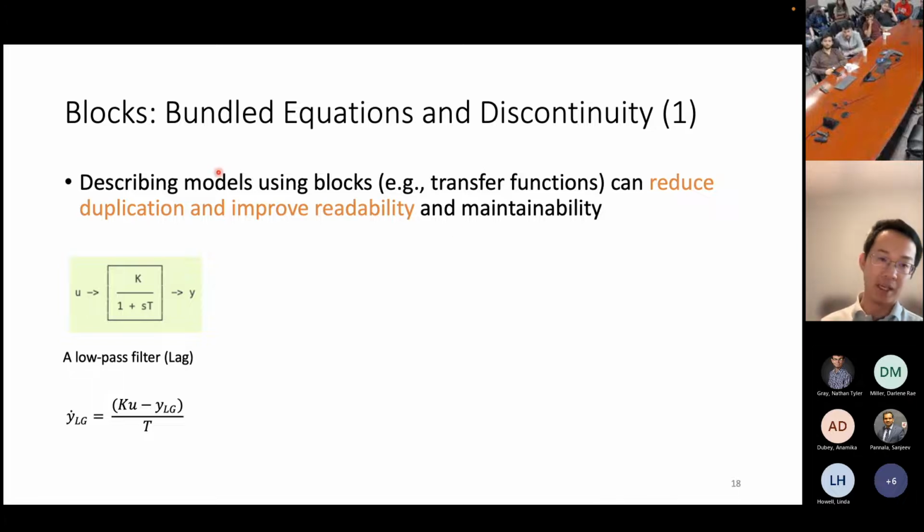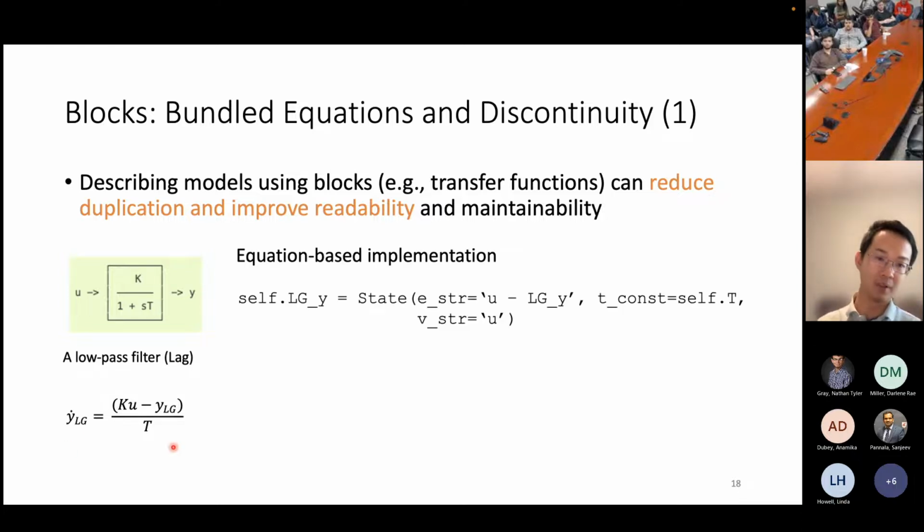With the equations and the discontinuities in place, the next step is to think about further simplification. And we come up with modeling blocks by observing the repetitive occurrence of transfer functions. So we want to describe models using blocks instead of individual equations because they can reduce duplication and improve readability and maintainability. This shows a low-pass filter, which takes an input and gives an output. This is the differential equation for it. If you want to write this equation out, it'll look like this.